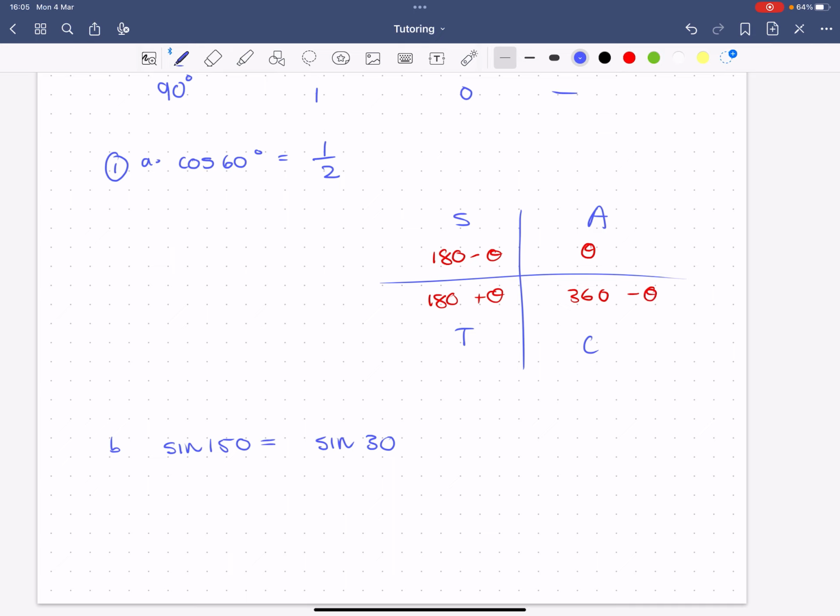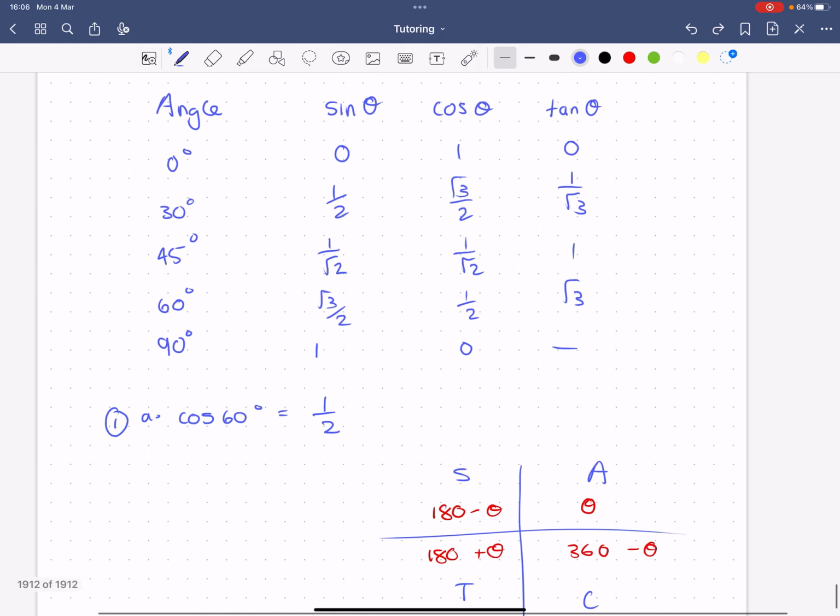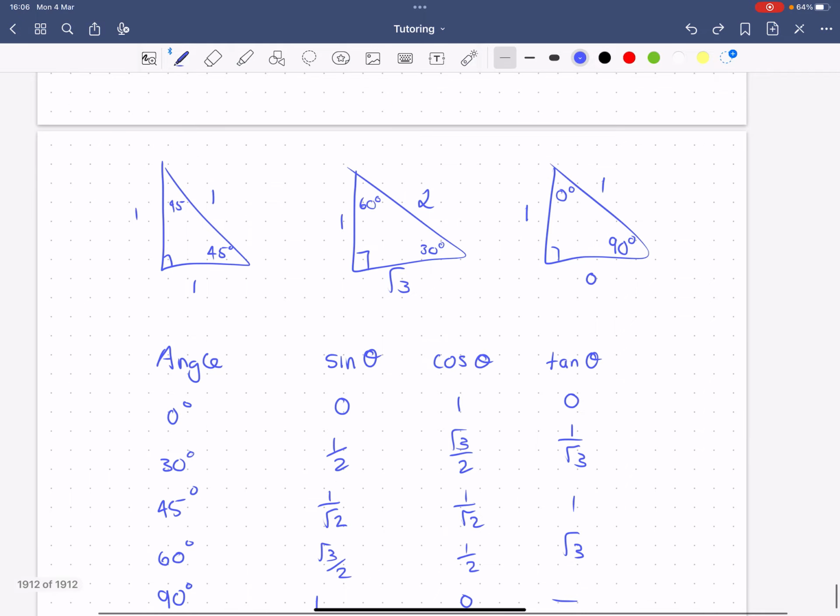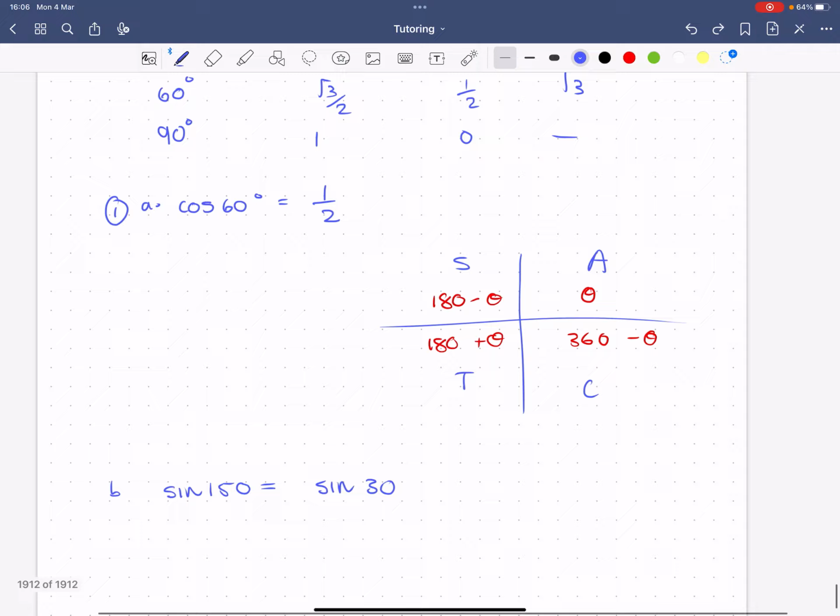We then have to consider what quadrant I'm in. 150 degrees is in the second quadrant. In the second quadrant, sine is positive. So we're all good here. Sine is positive, we don't need to do anything because it's already positive. We then look at our triangle to find sine of 30. Sine is opposite over hypotenuse, 1 over 2.